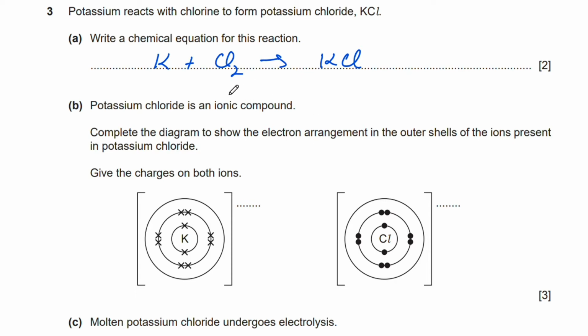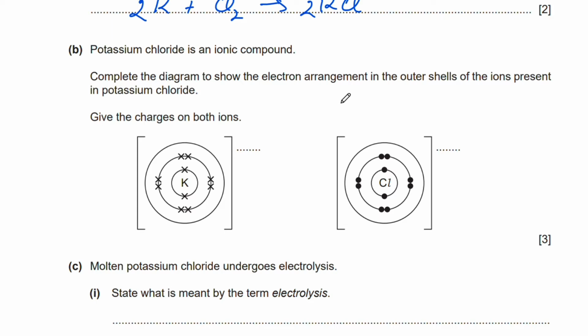So as you can see, there are 2 chlorine atoms. So we write here 2. Also potassium, we write here 2. So this is our balanced chemical equation. Potassium chloride is an ionic compound. Complete the diagram to show the electron arrangement in the outer shells of the ions present in potassium chloride. Give the charges on both ions.